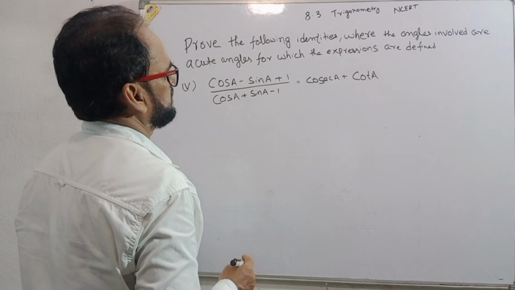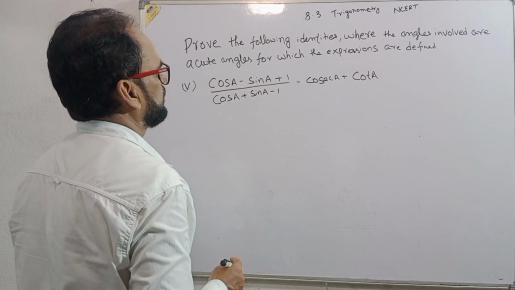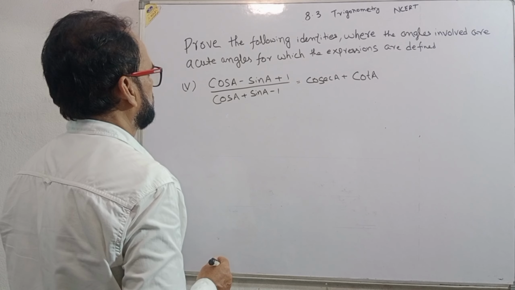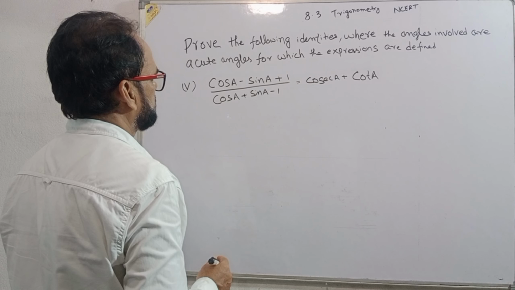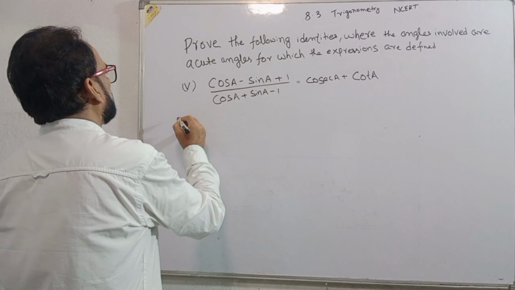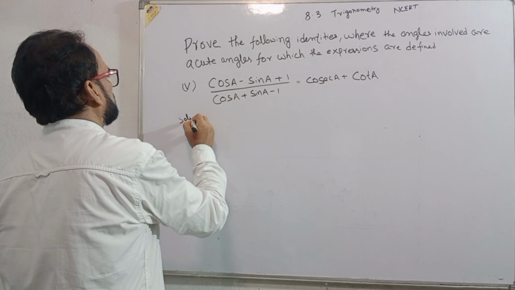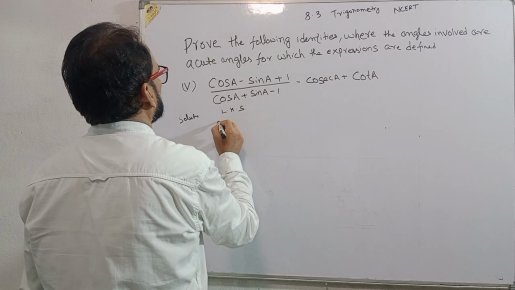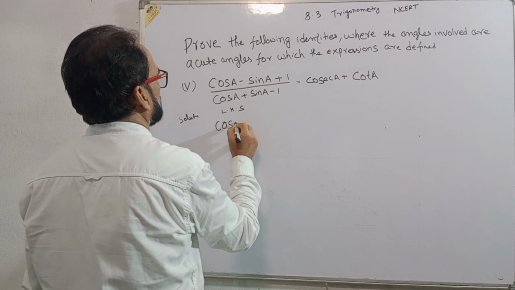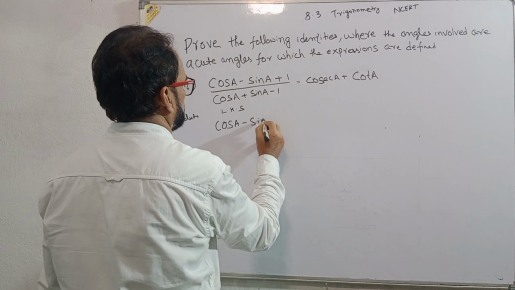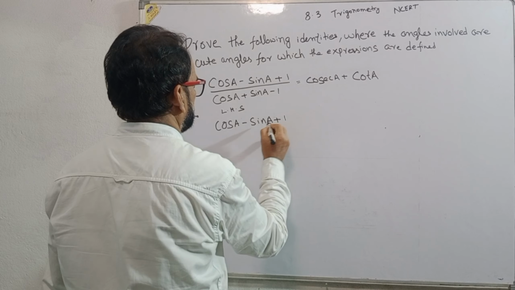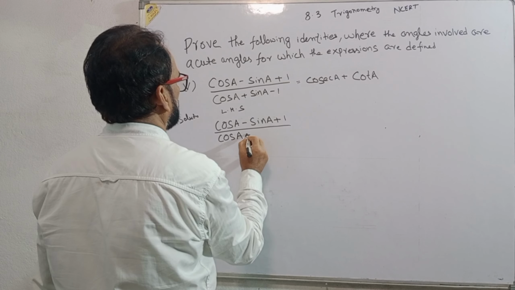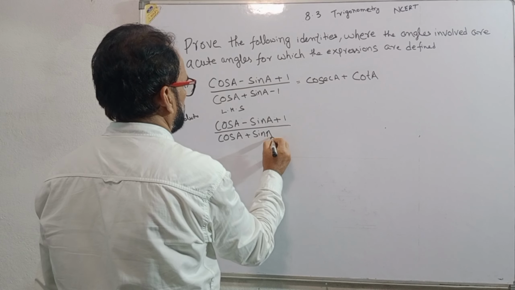Prove the following identities where the angles involved are acute angles for which the expression are defined. Cos A minus sin A plus 1 divided by cos A plus sin A minus 1. Now we'll take solution here. LHS: cos A minus sin A plus 1 divided by cos A plus sin A minus 1.